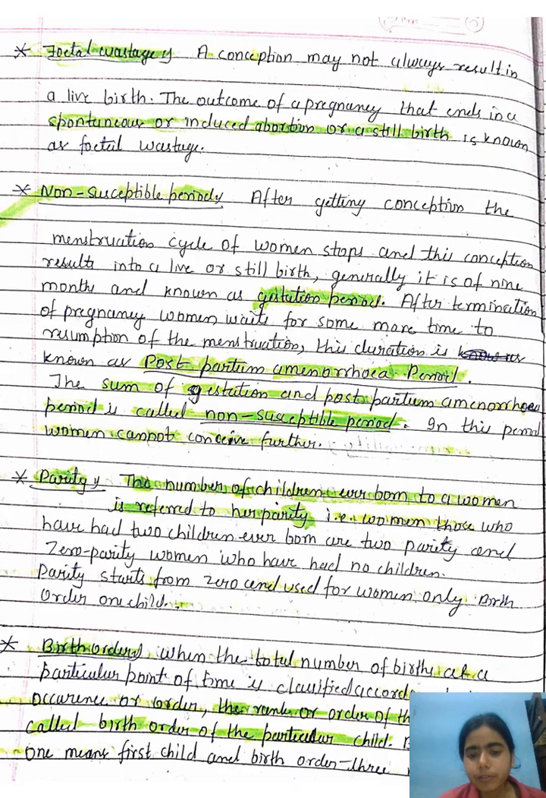Parity: the number of children ever born to a woman is referred to as her parity. That is, women who have had two children ever born are of parity two, and zero parity means a woman had no children. Birth order: when the total number of births at a particular point of time is classified according to order of occurrence, the rank, like if it is the first childbirth, it is first birth order.